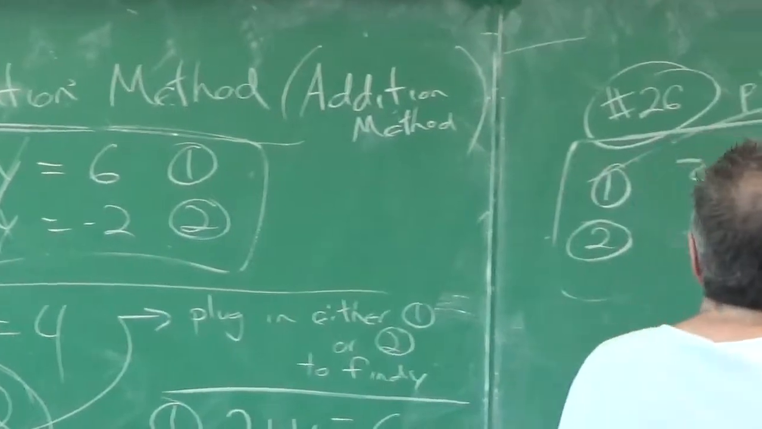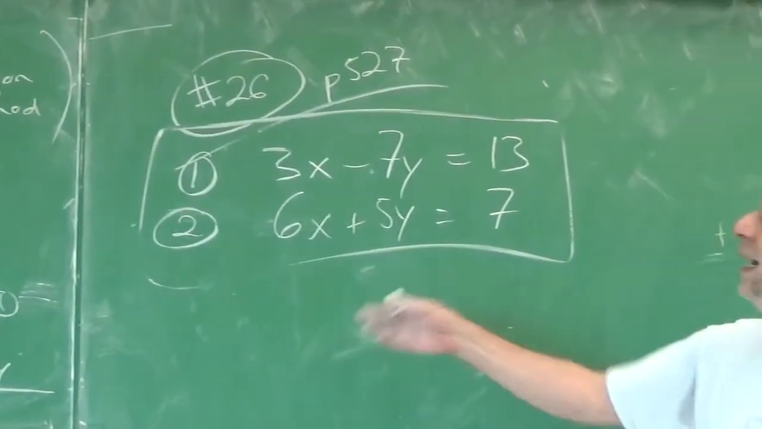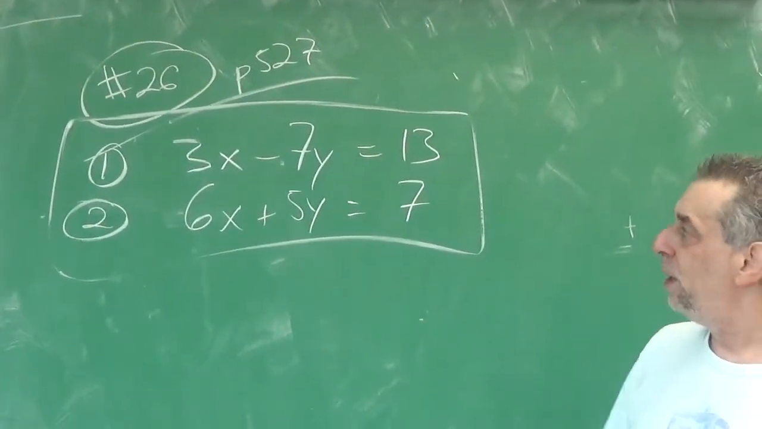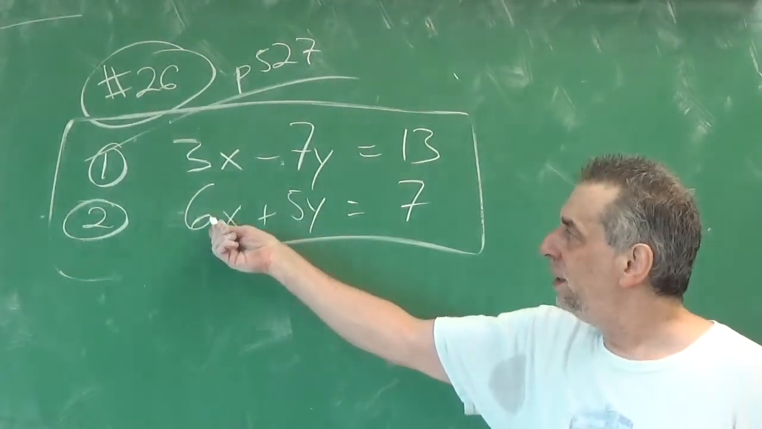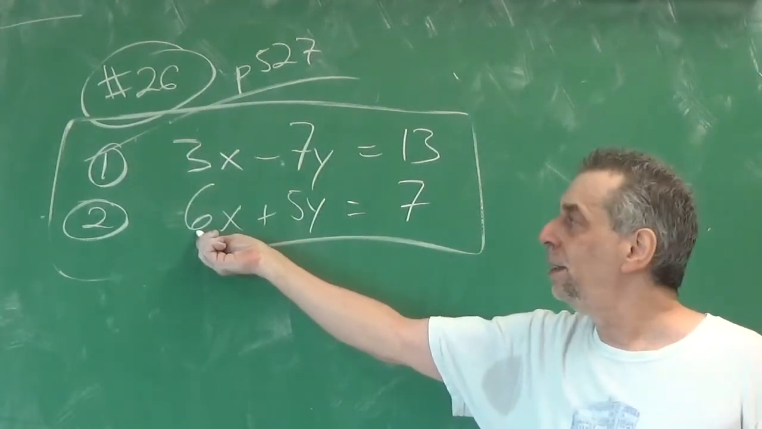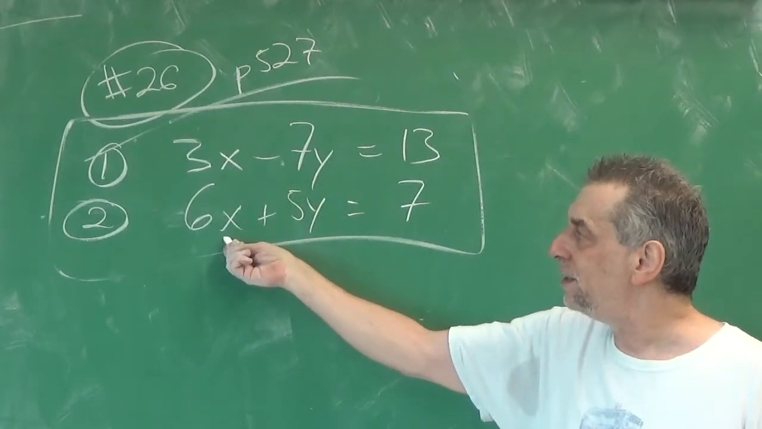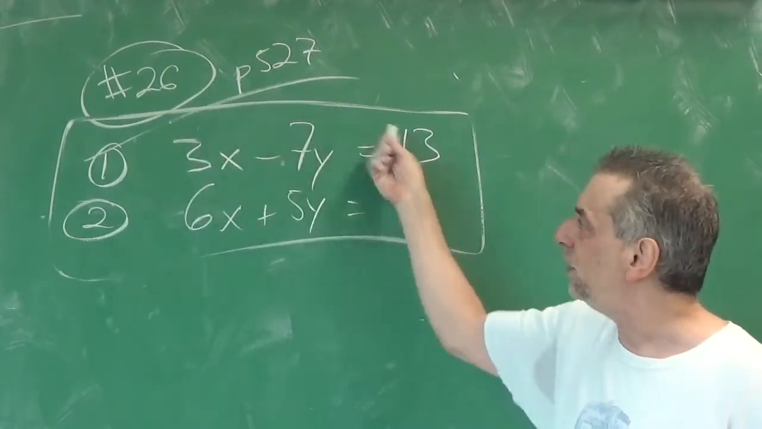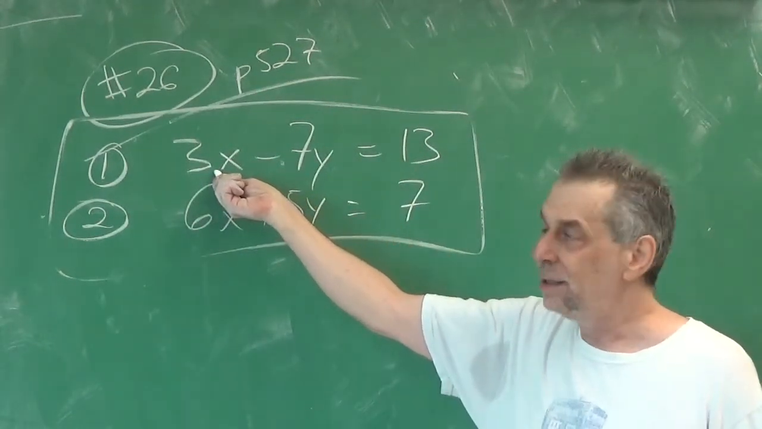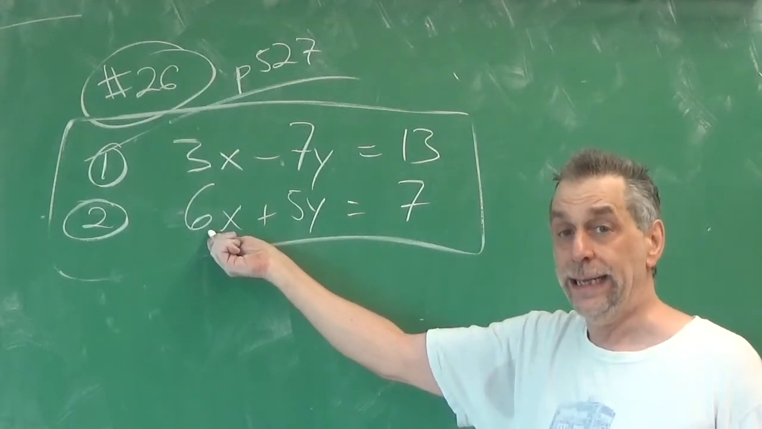So here, you eliminate either one of the variables, right? So you look at the x's, and at least 3 is a factor of 6. Right? So if I was going to eliminate the x's, all I got to do is change this equation, right? Make that a negative 6x, so that I can add it to this 6x and eliminate it.